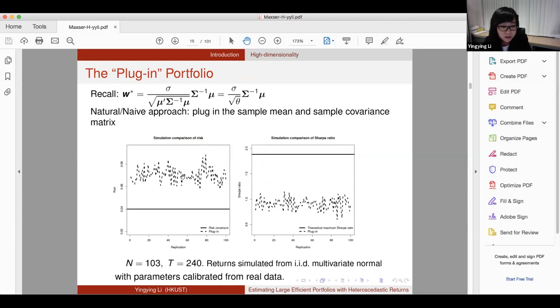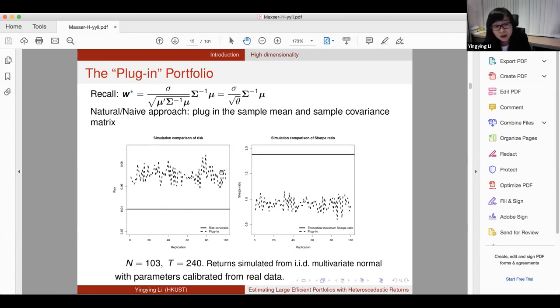On this picture, we have the risk and Sharpe ratio of 100 simulations. We simulated from the idealized Markowitz setting, with IID normal random variables as the returns. In this setting, the number of assets is roughly half of the number of observations. When we plot the 100 portfolios from the plug-in method, we see that the risk can be much higher than the risk constraint that we set, which is the black solid line here, and the risk of the plug-in is the black dotted line. In this setting, the risk is almost twice the risk constraint.